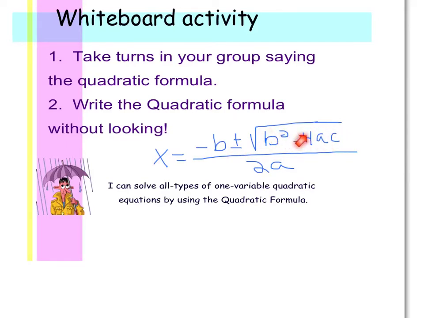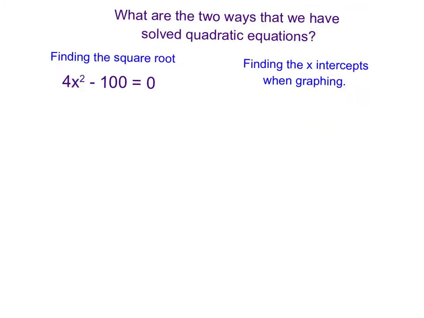This part right here, the radicand, is called the discriminant, and we'll be talking about that later in the unit. So far there are two ways that we know how to solve quadratic equations. We can find the square root, and you can find the x-intercepts when you're graphing. When can't you use finding the square root? So when can't you isolate that x squared?